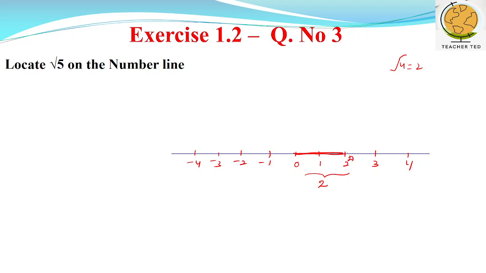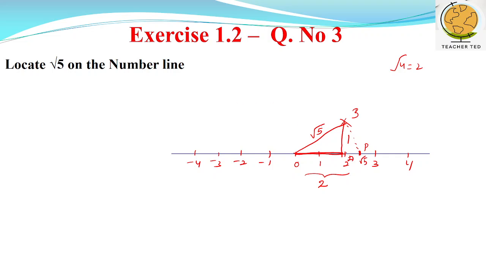So mark this as A. Again, draw a perpendicular of 1 unit and mark this as B. Draw OB, and this gives root 5, and just draw an arc to cut the number line, which gives root 5 on the number line. Mark this as a point B.